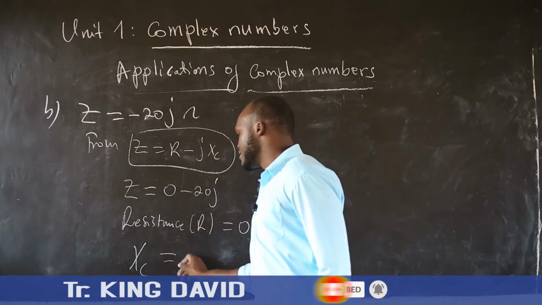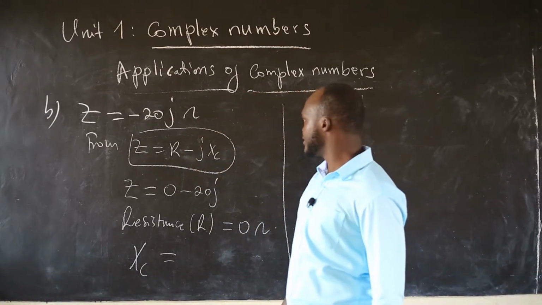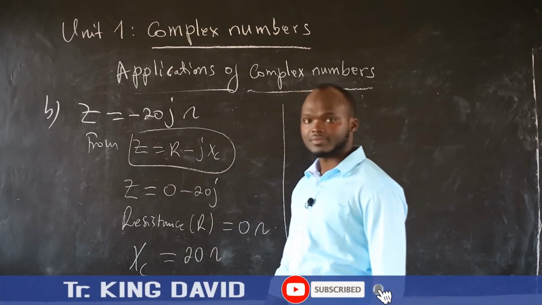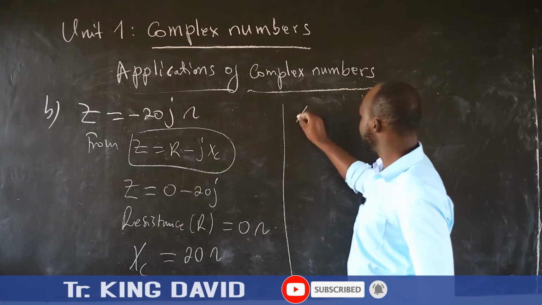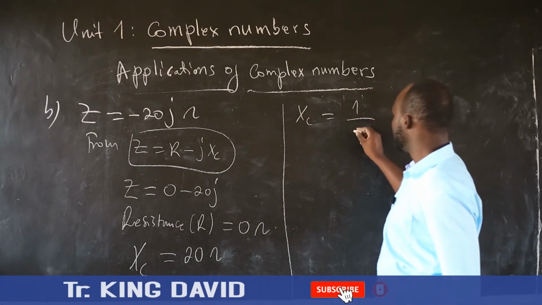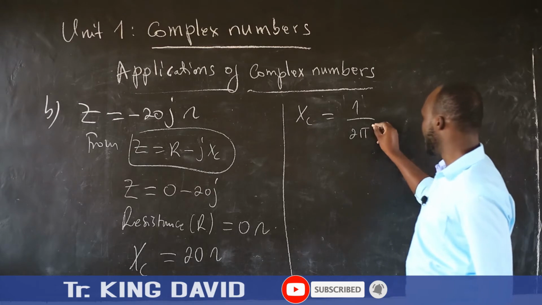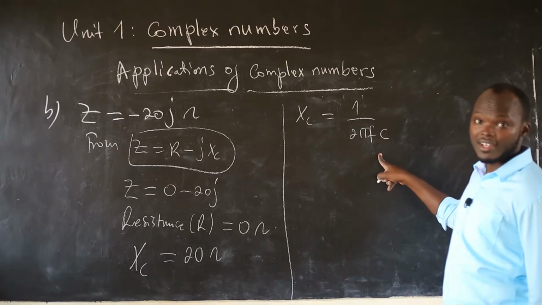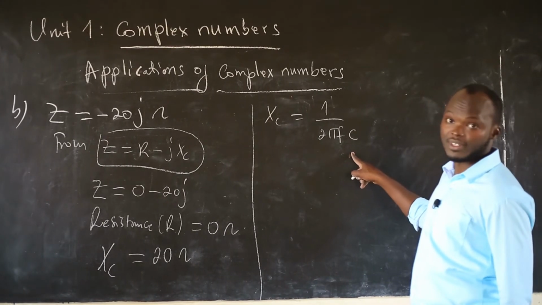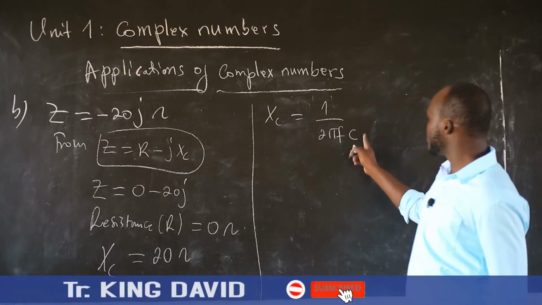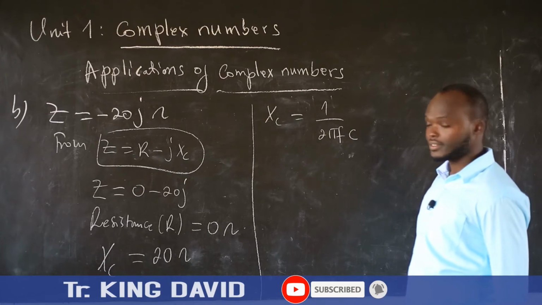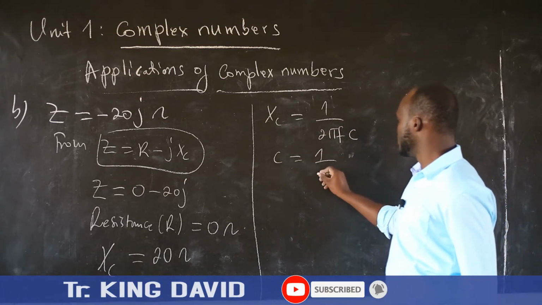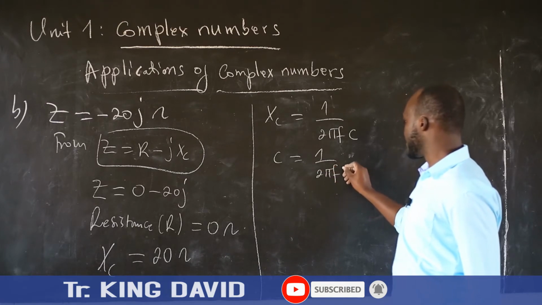So our XC, which is capacitive reactance, equals 20 ohm. And remember from the formula, XC equals 1 over 2 pi FC, where this C is capacitance. So now how do we get this C? Our C will be equal to 1 over 2 pi F XC.